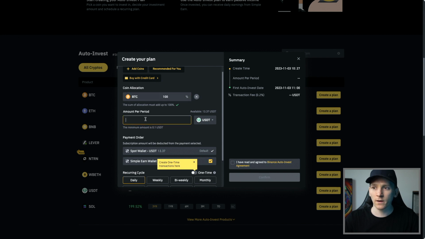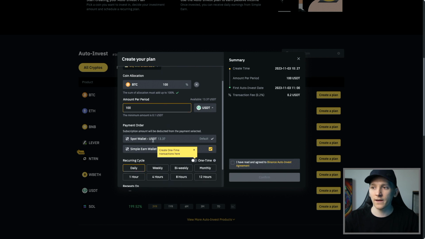So we're just doing one coin, amount per period. Let's do $100. And as you can see, it comes from our spot wallet. So as you can see here, my spot wallet doesn't have $100 in there. It has 13 USDT. And so if you don't have enough, obviously it's not going to buy it for you. So it's not going to buy anything that you can't afford from the wallet.